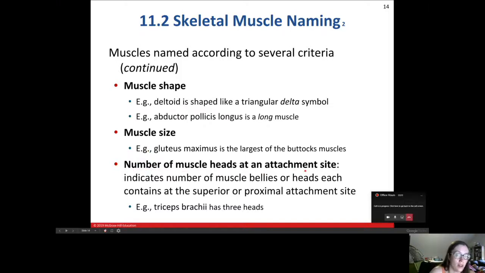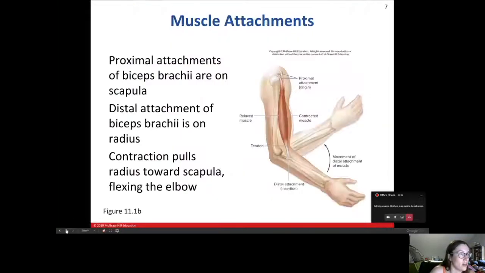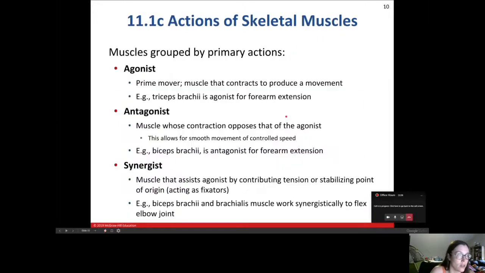And then some of them are named on the number of muscle heads at an attachment site. Usually you've got a couple different muscle bellies, and they each have a separate tendon or muscle head. So the triceps brachii has 3 heads, the biceps brachii has 2 heads. If we go back to this slide over here, you can see the 2 different tendons or 2 heads of the biceps up here. These are 2 different attachments there. So that makes sense. Bi is 2, tri is 3.